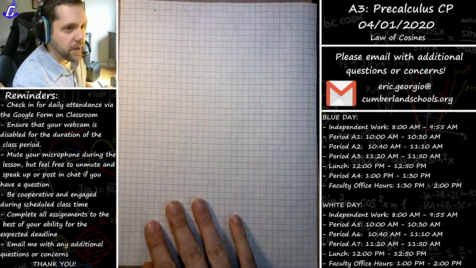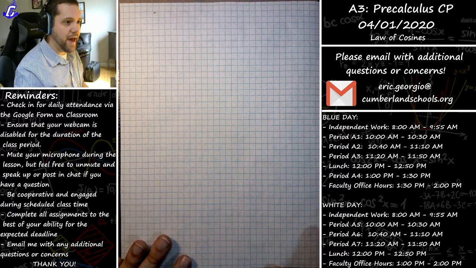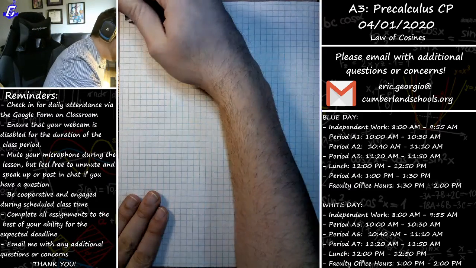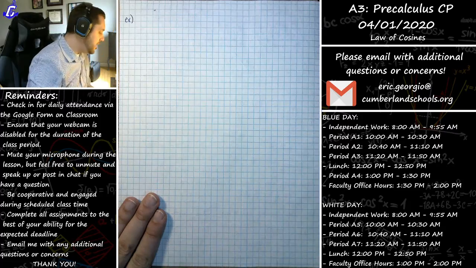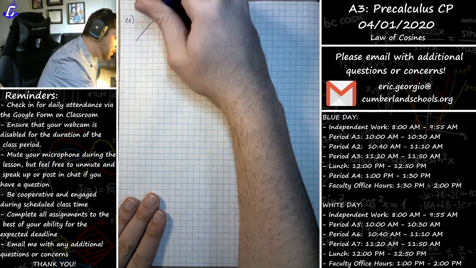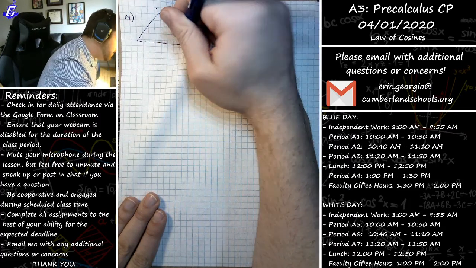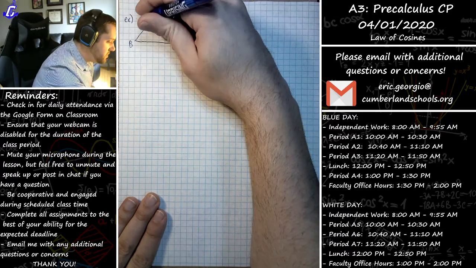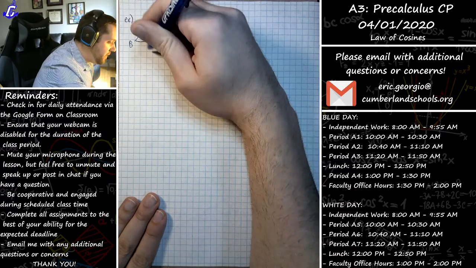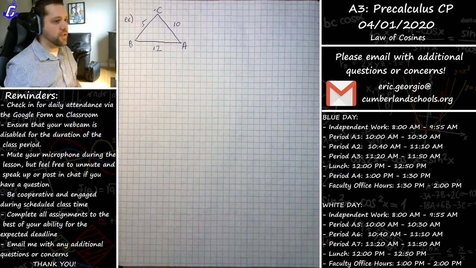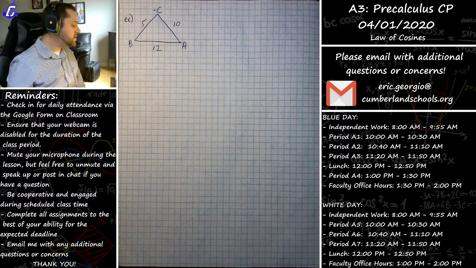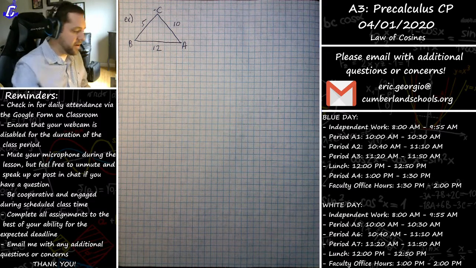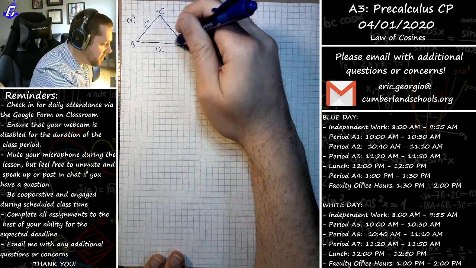So let's make sure my paper's all lined up here. Let's take a look at another example. What if I gave you this? Here we have our A, we have our B, we have our C. If I told you that this was 5, this was 10, and this was 12, and I asked you to solve the triangle, right? Notice again that you do not have any sort of law of sines thing going on here, right? There's no angle and side that are across from each other.